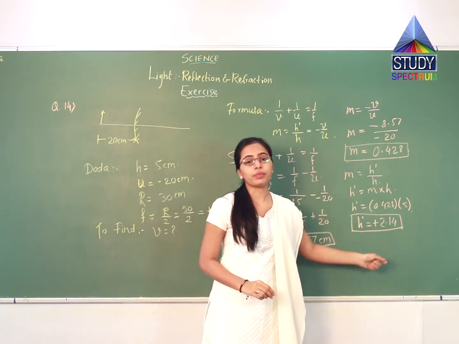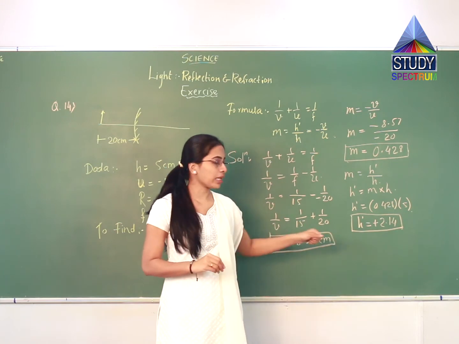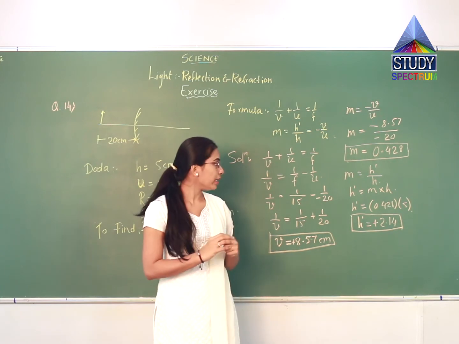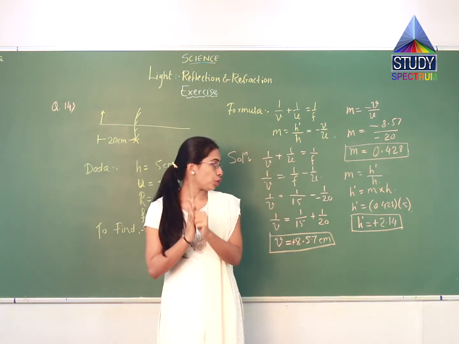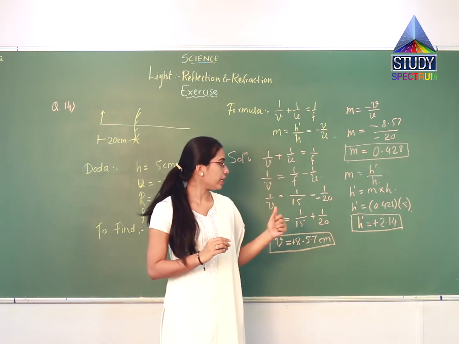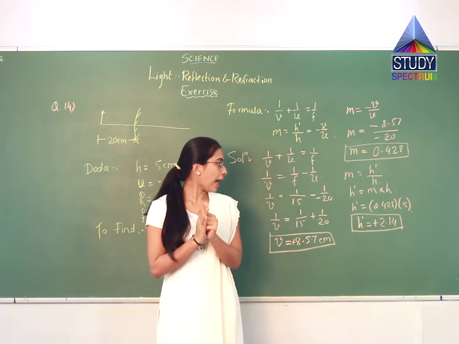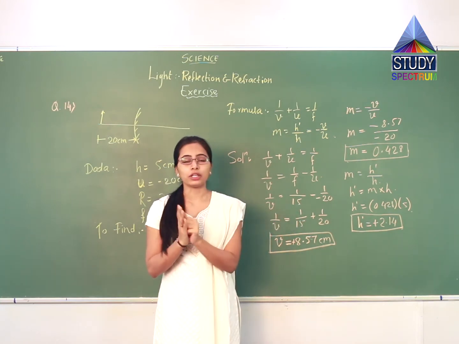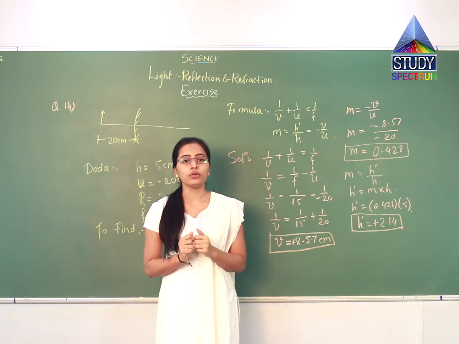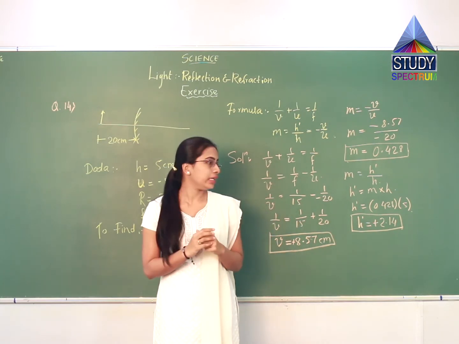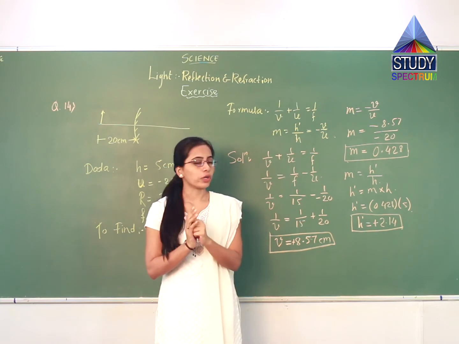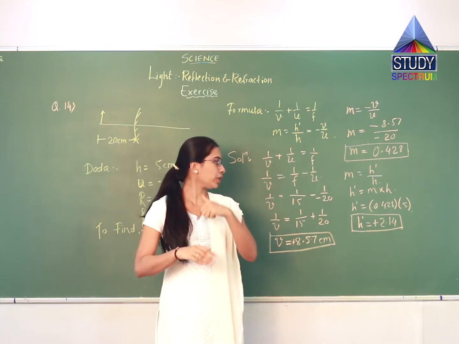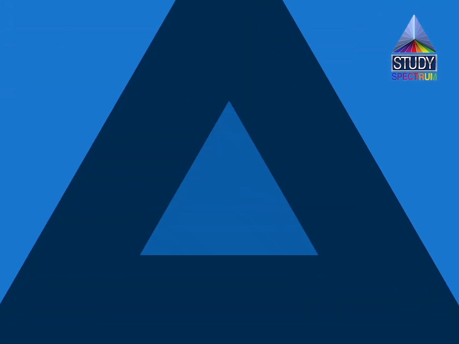So you have to mention the nature of the image that you will write. I am not writing it here, but you have to mention that the positive value of the image height and the positive value of the magnification show that the image formed is a virtual image and it will be of smaller size than the object. Also we will write that the image formed is smaller, virtual, and definitely it is erect. Means it is a straight image, it is not an inverted image. So this is the answer.